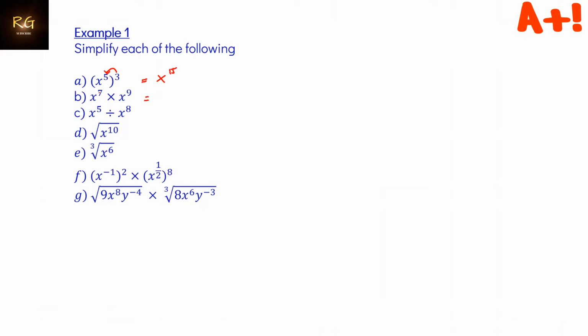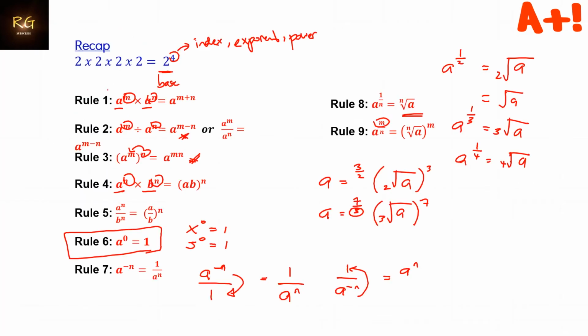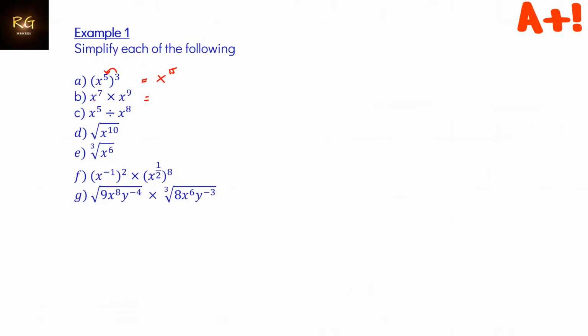And B, since it's multiplied to each other, it follows rule 1. Since the base is the same, we can just write down the base and then 7 plus 9. So we will be getting x to the power of 16. Okay, so see the same thing. Now we need to divide. When we want to divide, we need to minus the power when the base is similar, right? So write down x, 5 minus 8. So it will become x to the power of negative 3.